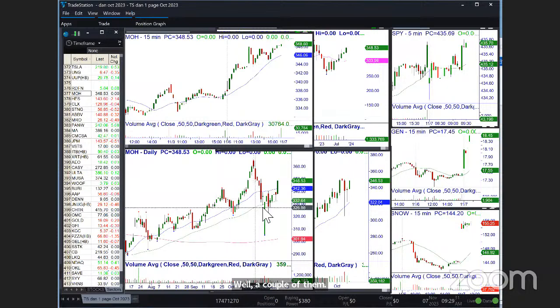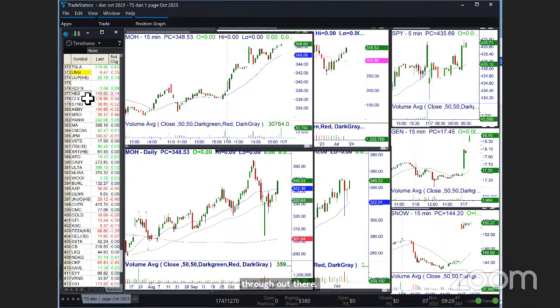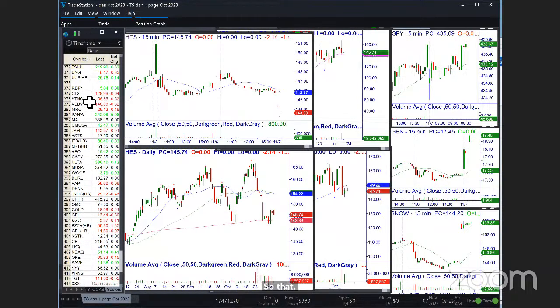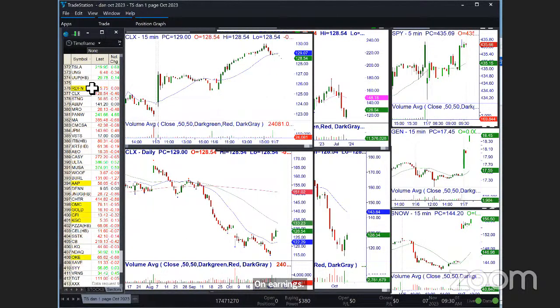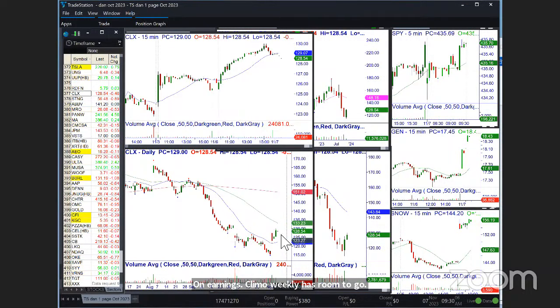20 above parallel 50, gap negated on earnings, bullish turn at the 50, red bar ignored, and price void. Look how many concepts I just threw out there. So that looks higher, but we missed our entry. These oils, the oil's going lower, so I got no interest. And Clorox was a nice gap on earnings. Climo weekly has room to go. Now it has this gap fill I'm not crazy about, but that's a puts red idea.